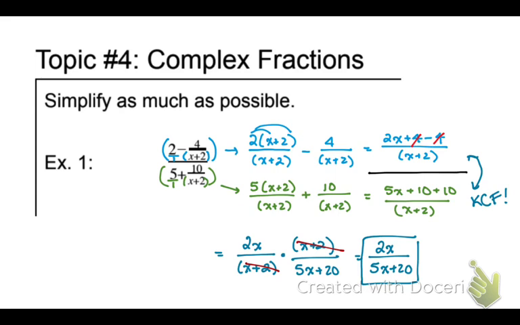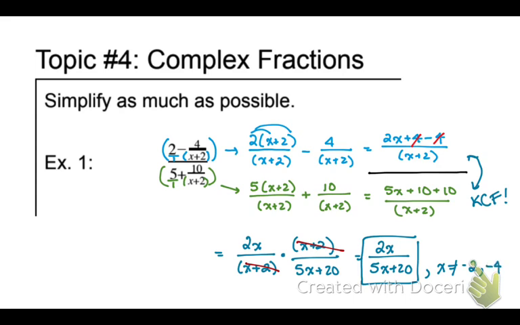One thing not to forget is our excluded values, or what values of x would make it 0 in the denominator. In this case, we have to remember it can be the denominators of the original, so we have the x plus 2 there, so we can't have x equal to negative 2. But then we also need to take care of our final denominator, which in this case would be a negative 4.